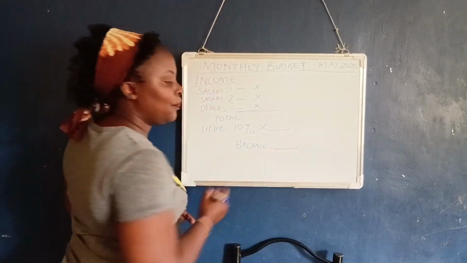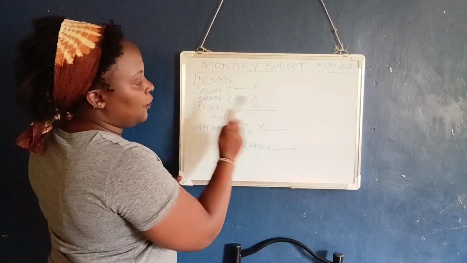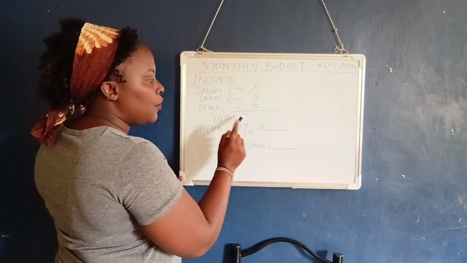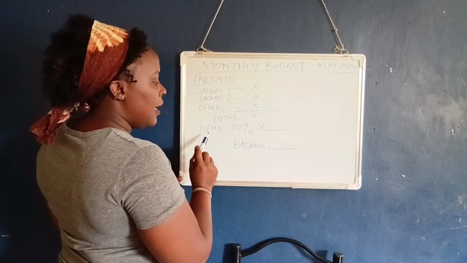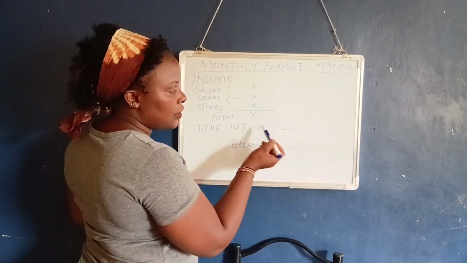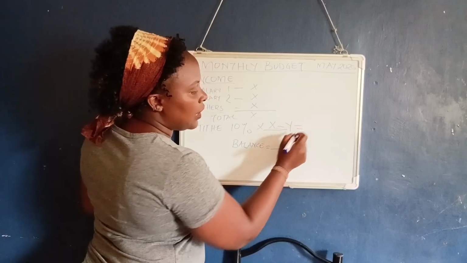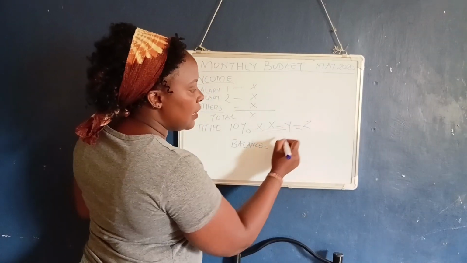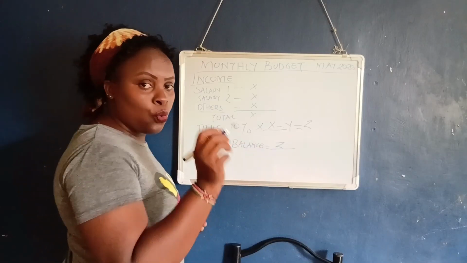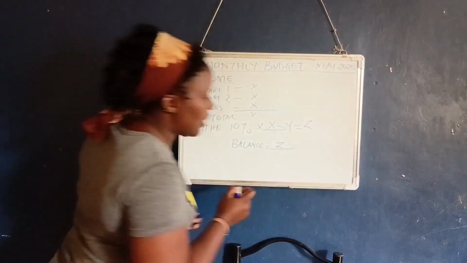You get me? You had your income, which is salary one, yours. If you have a partner, that is salary two. If you have other sources of income, they come in here. You get your total X. And then if you believe in tithing, you do your 10%, you deduct it here. So it is X minus maybe Y, and then you get the balance Z. This balance Z is what we are going to be budgeting going forward. I hope you have understood up to that point.